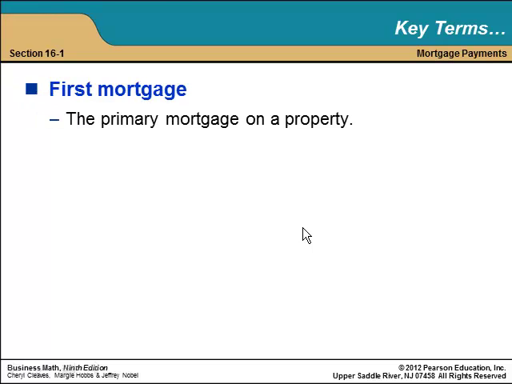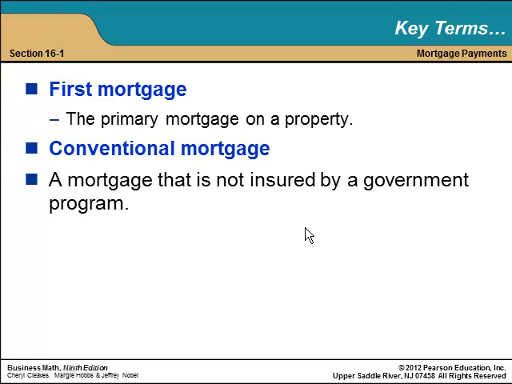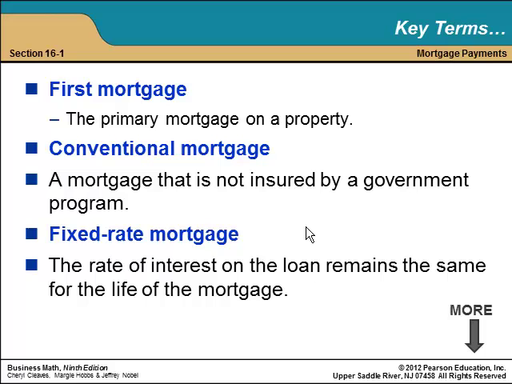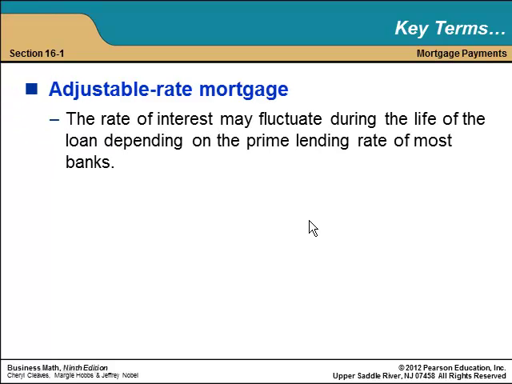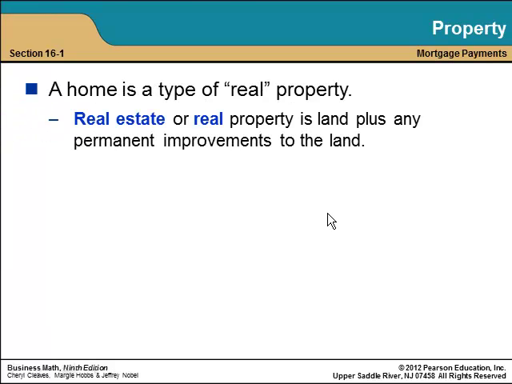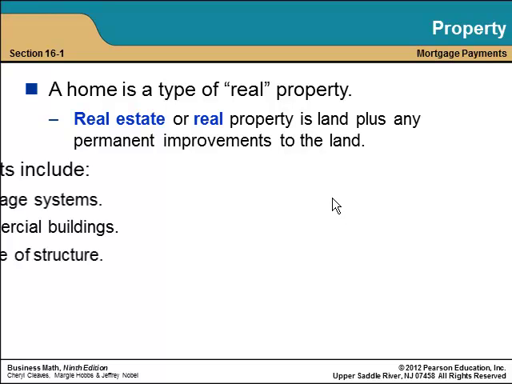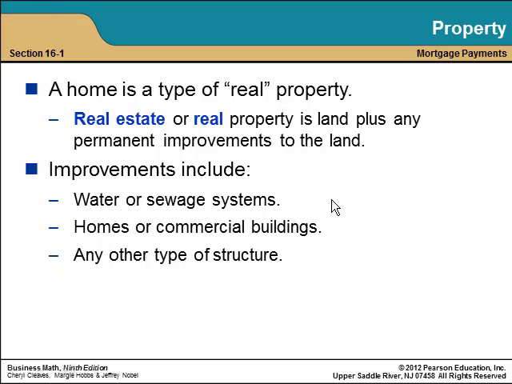Okay, first mortgage is the primary mortgage on a property. A conventional mortgage is a mortgage that is not insured by a government program. A fixed rate mortgage, the interest rate remains the same throughout the life of the mortgage. And then an adjustable rate mortgage may fluctuate during the life of the loan, depending on the prime lending rate of the bank. A home is a type of real property or real estate. It's the land and any permanent improvements to the land. And that would be water, sewer, homes, or any other type of structure.